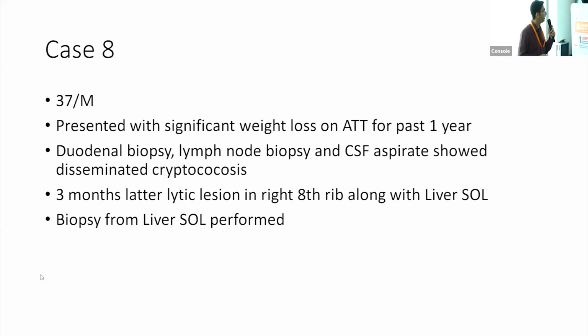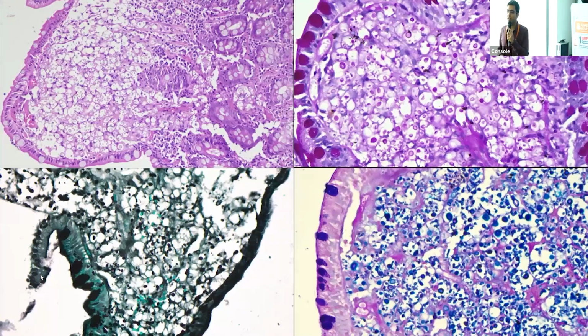A 37-year-old male who presented with significant weight loss and was on ATT for the past 1 year. Duodenal biopsy, lymph node biopsy and CSF aspirate were done. This was a very interesting case. This patient was taking ATT for the last 1 year and was not responding to ATT. This patient had significant weight loss and came to the infectious diseases department here in our hospital. The duodenal biopsy was performed due to his continuously persisting diarrhea.